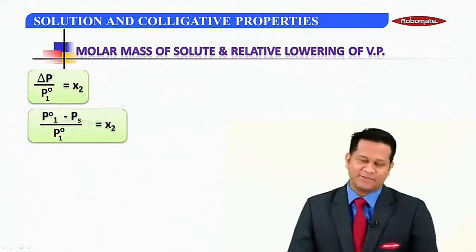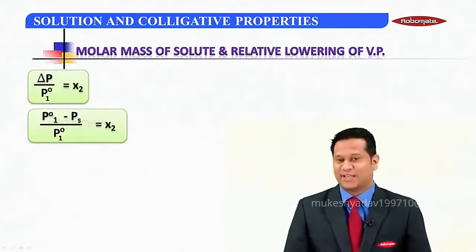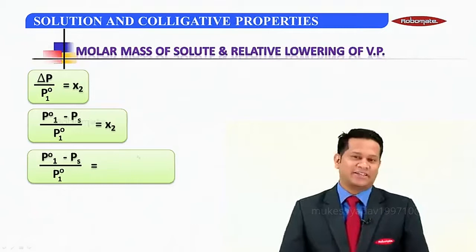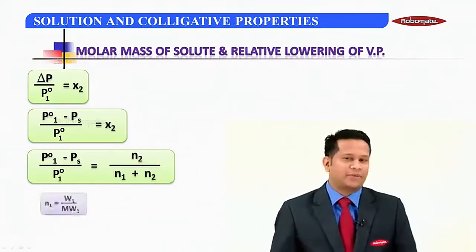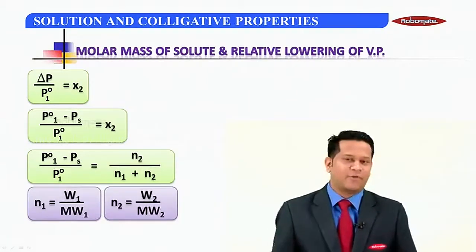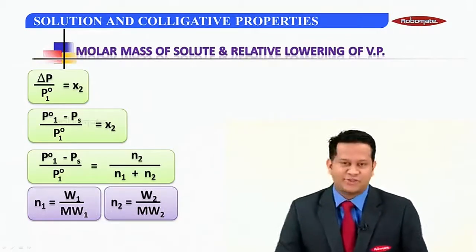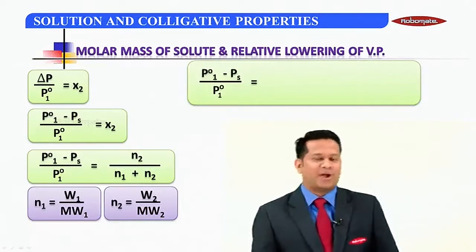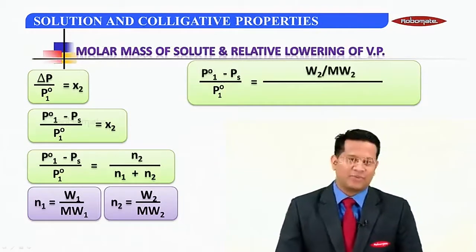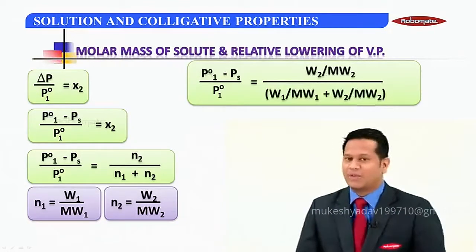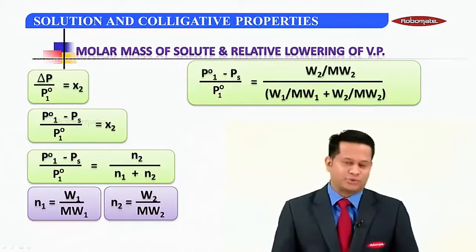but P0 1 minus PS. So my equation becomes (P0 1 minus PS) upon P0 1 is equal to X2, and in place of X2 we are going to write N2 upon N1 plus N2, where the formula for N1 is W1 upon MW1 and the formula for N2 is W2 upon MW2. Let us substitute these values of N2 and N1 over here. So we get (P0 1 minus PS) upon P0 1 is equal to W2 upon MW2 divided by W1 upon MW1 plus W2 upon MW2.